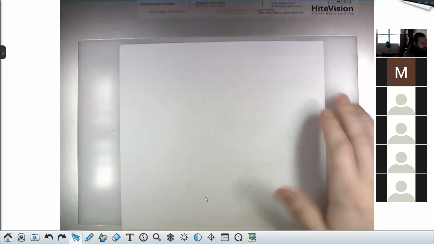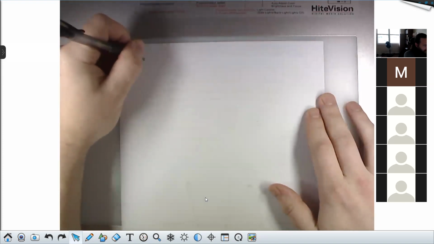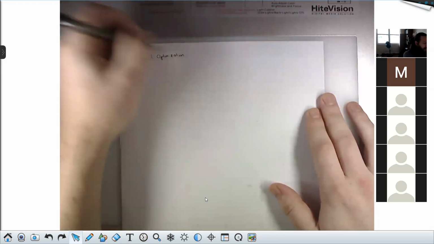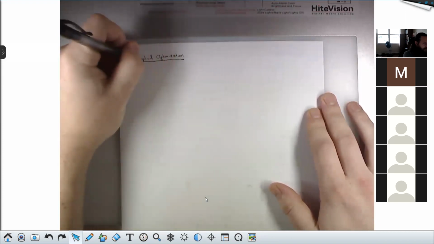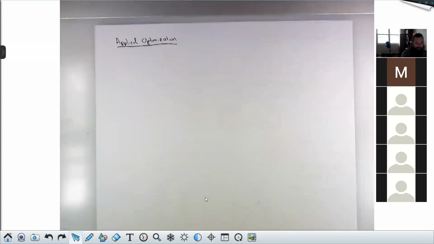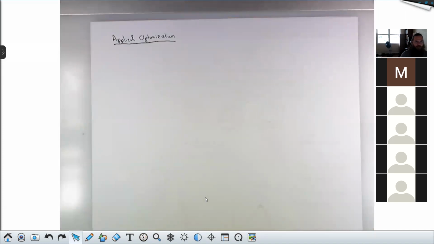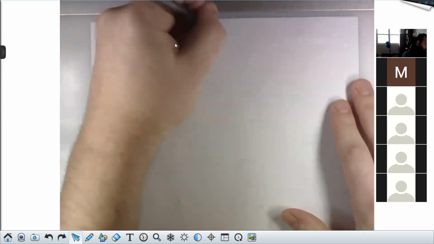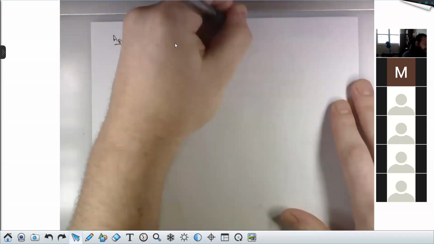So let's talk about optimization. Really, there's nothing new in this section. It's just another one of those places where we take what we've learned in the past and put it together into something. Specifically, the challenge here, I think, is the applied part. So optimization just means finding mins and maxes. These are real world min-max problems.